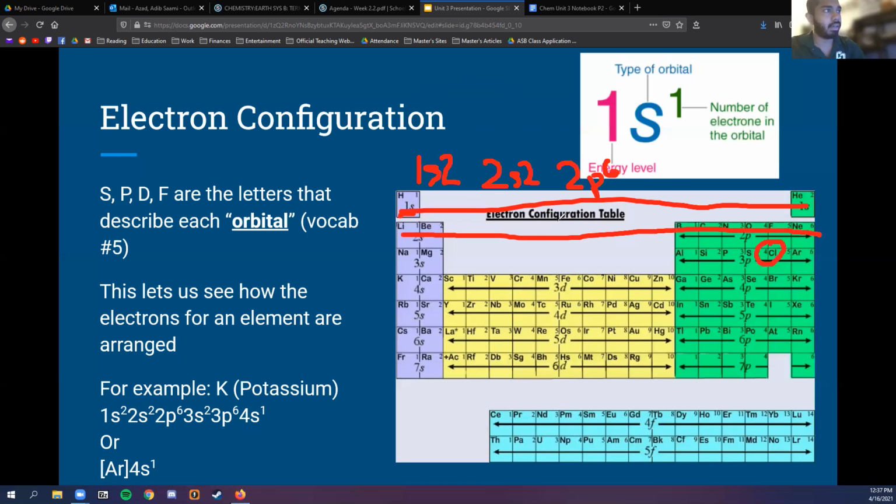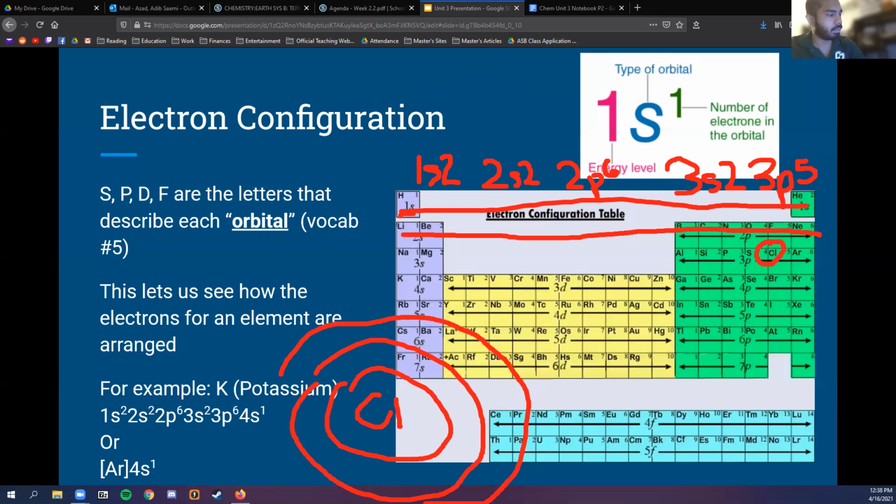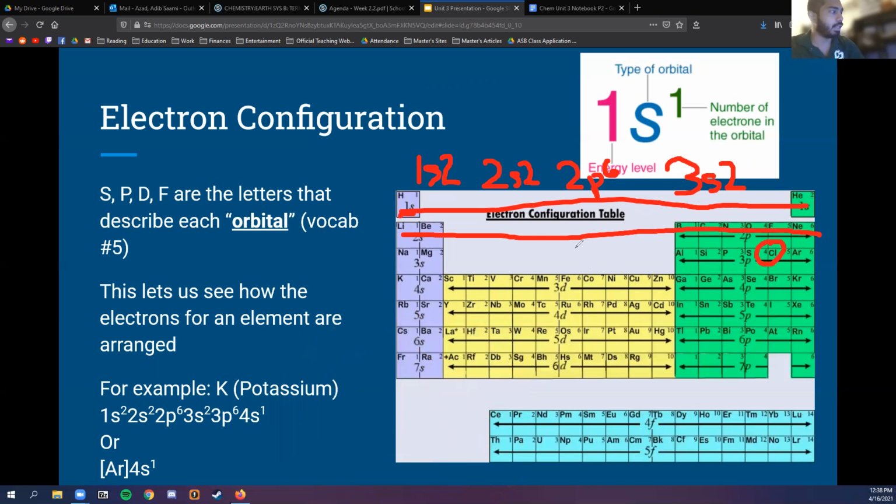And then I have the third energy level, which is where chlorine is found, 3s2, 3p5. And so I know that chlorine has 3 energy levels, meaning if I drew out chlorine, it would have 3 circles around it. It's got 3 circles around it. And I know in that outermost energy level, for the outermost orbital, I've got 2 electrons from the S suborbit and 5 electrons from the P suborbit. So in total, that's 7. We're going to call them valence electrons.